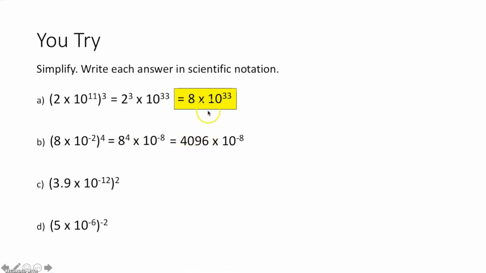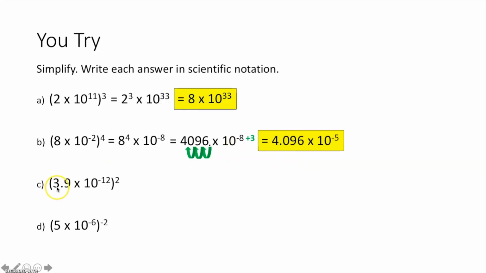4,096. Now, we need to put our answer in scientific notation, so this number here has to be between 1 and 10. So we take our decimal point and move it 1, 2, 3 places to the left. That gives us 4.096. That's a number between 1 and 10. And when you move 3 places to the left, you have to add 3 to your exponent here. So this becomes 4.096 times 10 to the, what is -8 plus 3? That's going to be -5.